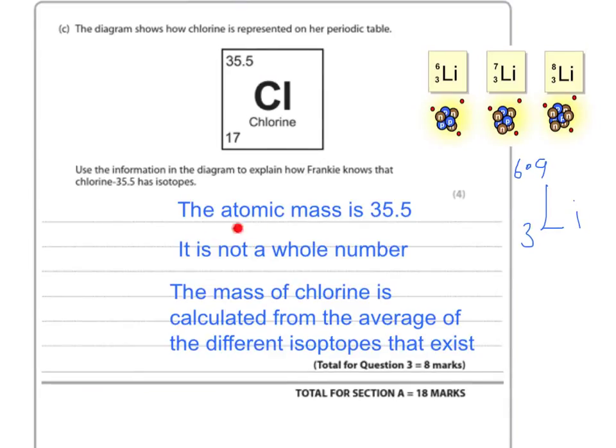So the atomic mass is 35.5. It's clearly not the whole number. So to arrive at 35.5, you must have taken an average of the different isotopes, and each isotope will have a different number of neutrons present.